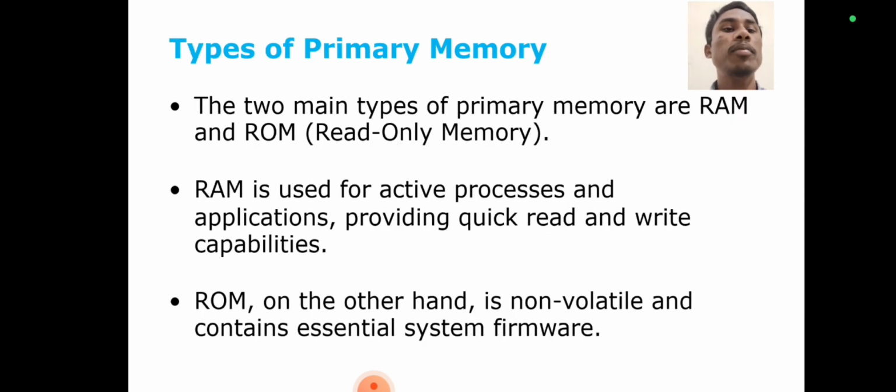Then types of primary memory. There are mainly two types of primary memory: RAM and ROM. RAM is used by active processes and applications, providing quick read and write capabilities. ROM, on the other hand, is non-volatile and contains essential system firmware. That means if you power off the computer, the data will be stored permanently. Any time we can open it, the data is available in the system.